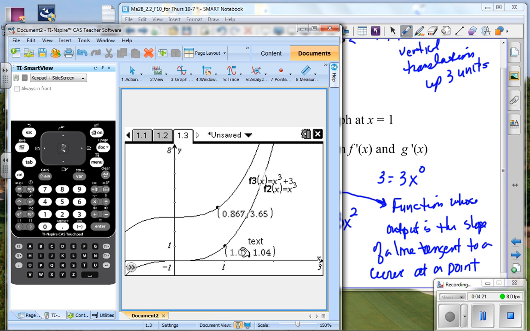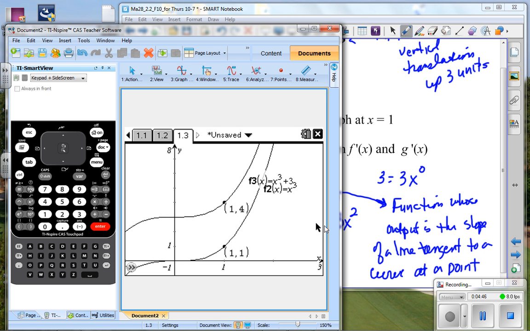And of course we're going to go back in and change the coordinates so that they both have an input of 1. The points are vertical, and notice the outputs. The output here is 1, add 3, the output here is 4. Okay.